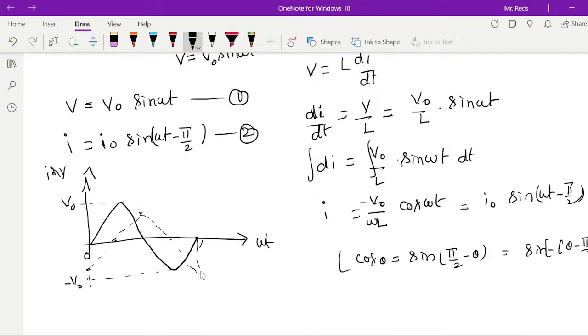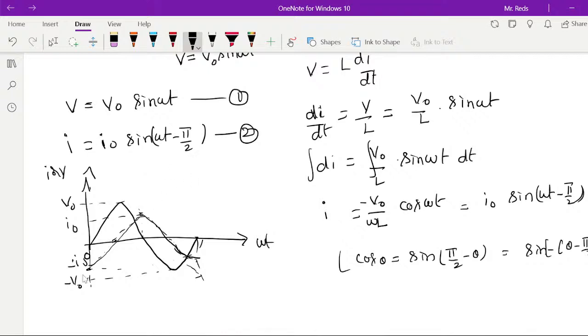Here it becomes maximum. So here, minus I naught you have to consider. It becomes minus I naught. So this representation you have to understand a little carefully. This is minus I naught, this will be plus I naught. So I naught will be less than V naught. This is the waveform for a pure inductive circuit.